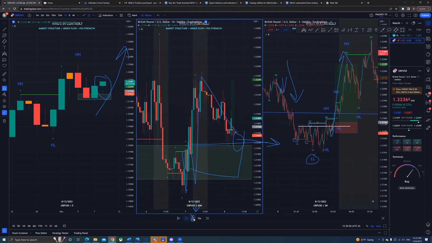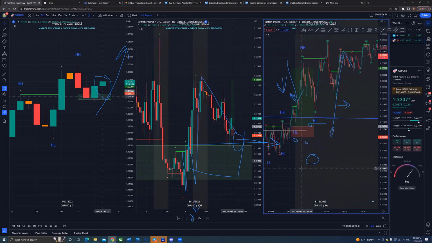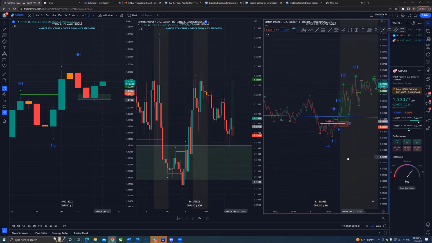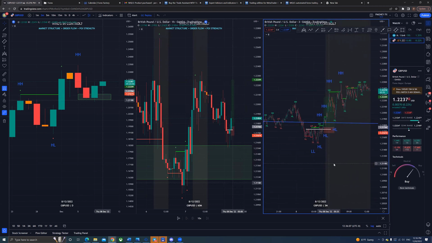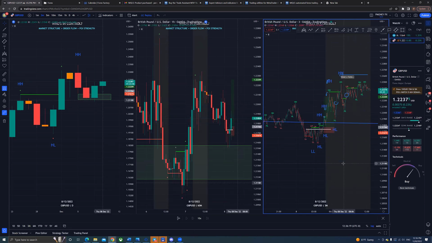Now, scroll over on M3. Structurally, you can zoom out a little bit. You got higher high, higher low, higher high, higher low, higher high, higher low. There's going to be a higher high. Keep going on M3.